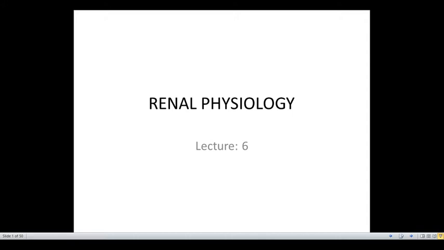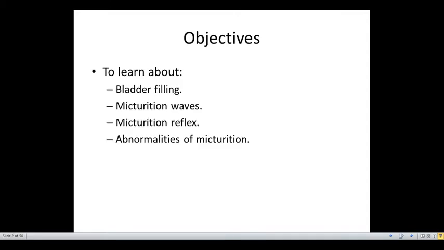Towards the later part of last lecture, we studied the physiological anatomy of the urinary bladder. The objectives of today's lecture are to learn about bladder filling, micturition waves, micturition reflex, and abnormalities of micturition.